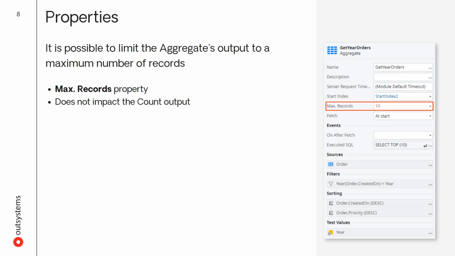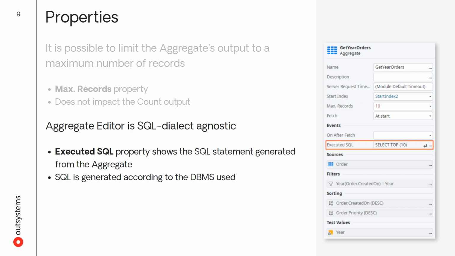It is possible to limit the maximum number of records to be returned by the aggregate. Note that this max records property does not affect the count output we saw earlier. The underlying SQL query is changed to select the first X number of records. We also have the read-only property executed SQL, which allows us to see the generated SQL for this aggregate. The generated SQL is database specific and is taken care of by the OutSystems platform.